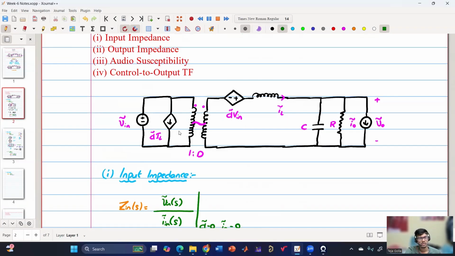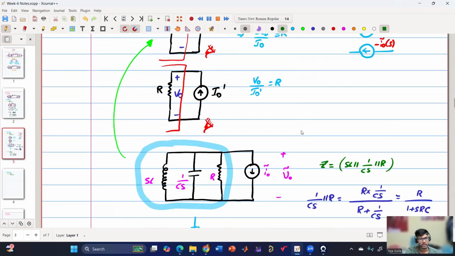Current source open circuit. Okay, and this one shorted, dependent right? Voltage source is shorted. Yes. Okay, and the output is also open, this current source. Yes. So let me first draw the circuit.